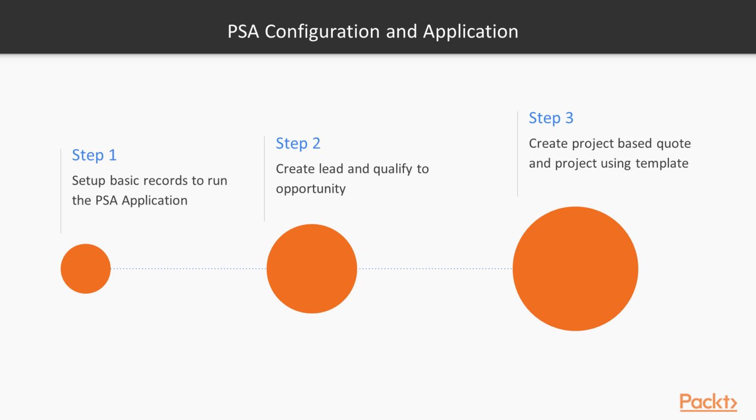So far, we have seen that in step 1, we have set up the basic records to run the PSA application. And in step 2, we'll create a lead and qualify it to an opportunity. And in step 3, we can create a project based on the quote provided to the customer or using a template. So far, we have learned how to create the basic set of records so that we can create opportunities, quotes, and projects. These setting records are solely managed by the PSA admin.